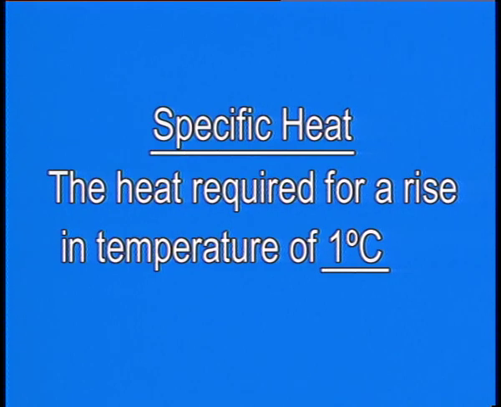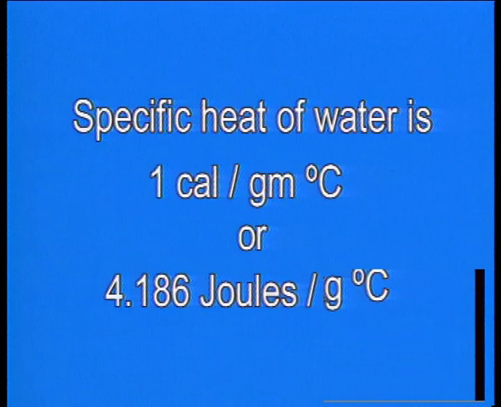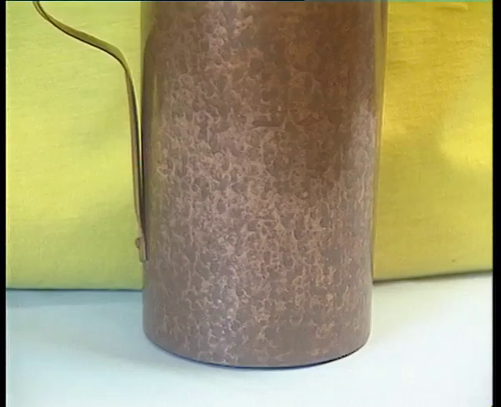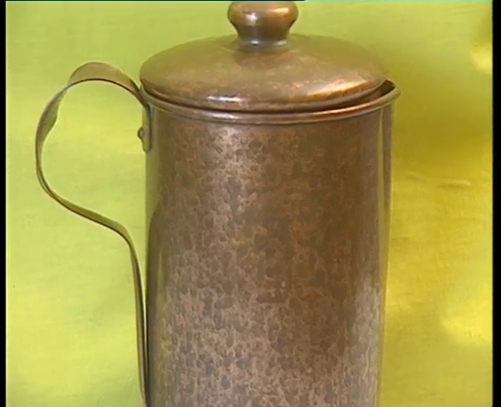Specific heat measures the extent to which a substance resists change in its temperature when it absorbs or loses heat. Water has high specific heat, 4.186 joules per gram degree Celsius, which is twice that of ethanol and four times that of chloroform, and more than 10 times that of copper.